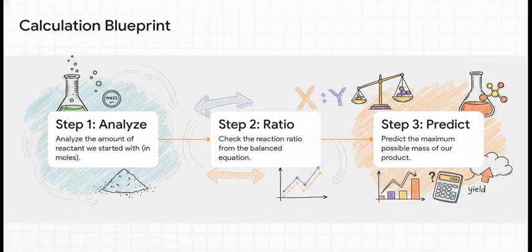Now, this calculation might seem a bit daunting, but don't worry. We can break it down into three simple, logical steps. First, we'll analyze how much reactant we started with. Second, we'll check the reaction ratio from our blueprint. And third, we'll use all that info to predict the max possible mass of our product.